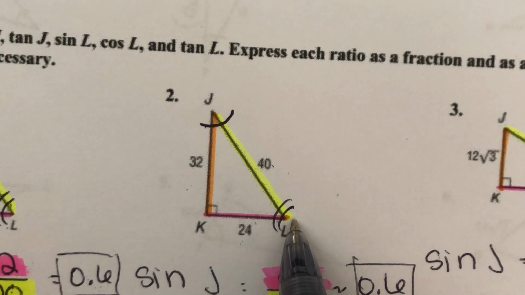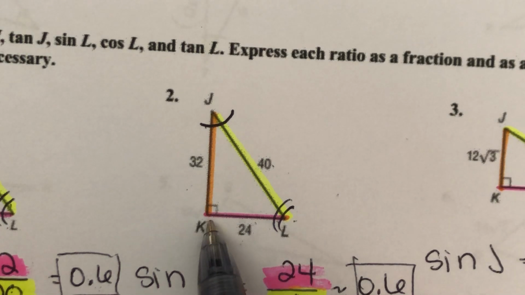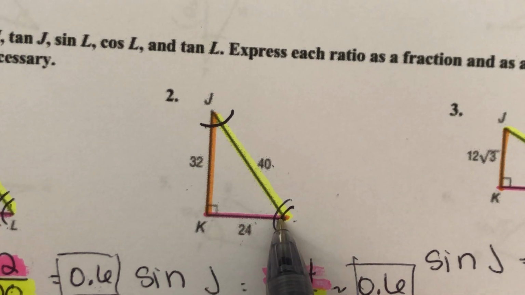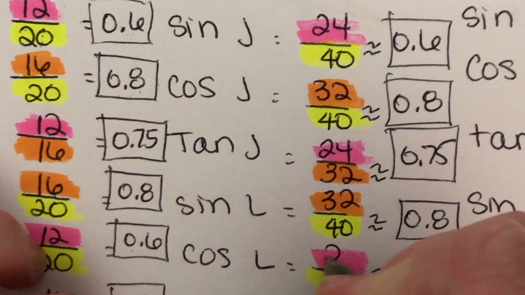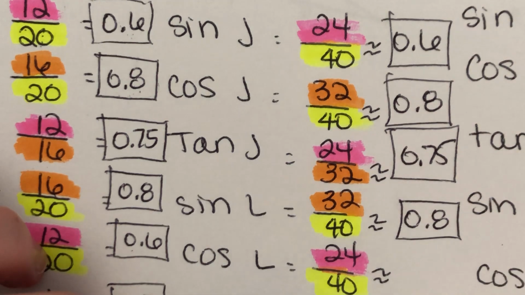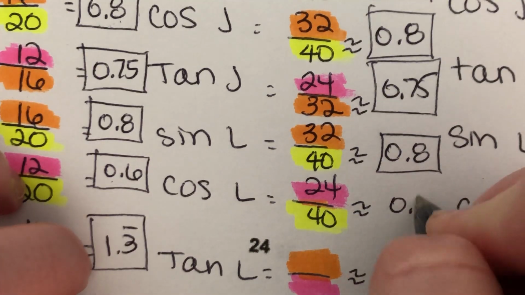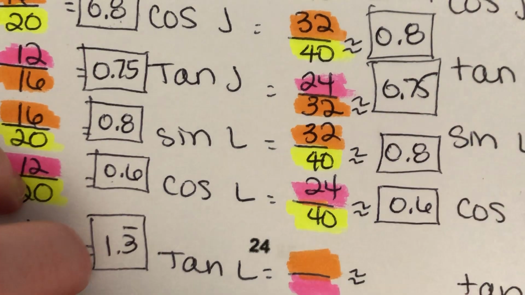Okay, cosine of L, here's L. Cosine is adjacent over hypotenuse. Adjacent, the one touching angle L, over the hypotenuse. 24 over 40. And when we simplify that, we get 0.6. Divide it in your calculator. 24 divided by 40 is 0.6.